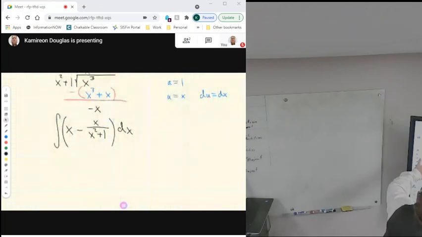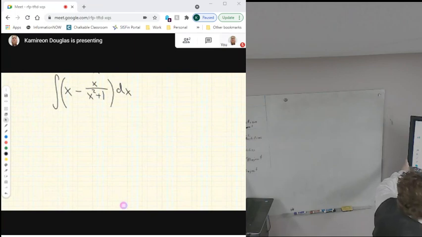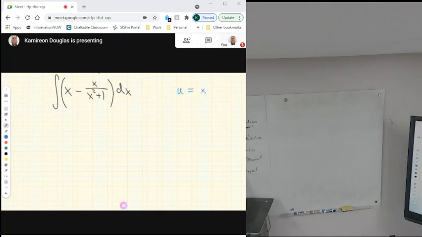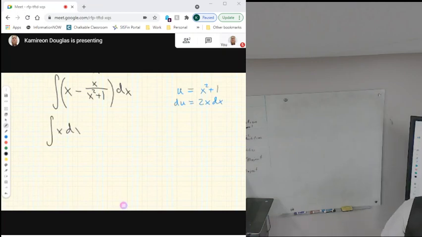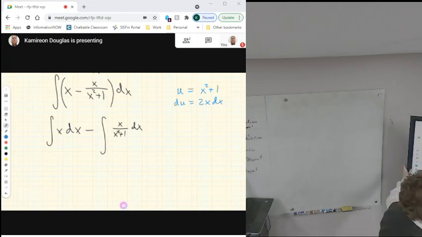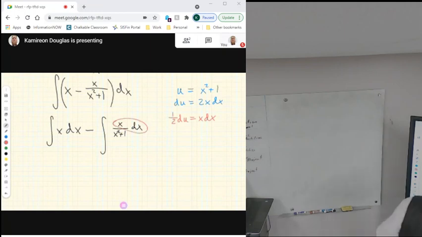Number 17. After doing some long division, I end up with this version of the problem. And now I make my u equal to x squared plus 1. I make my du equal to 2x dx. I split this integral into two parts. This becomes the integral of x dx minus the integral of x over x squared plus 1 dx. I notice in this problem, I have an x dx, not a 2x dx, so I divide the 2 over. This becomes 1/2 du is equal to x dx. There's my x dx, so that tells me I'm in a good spot.